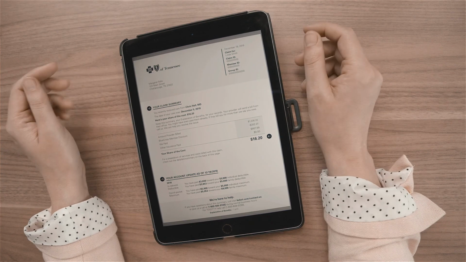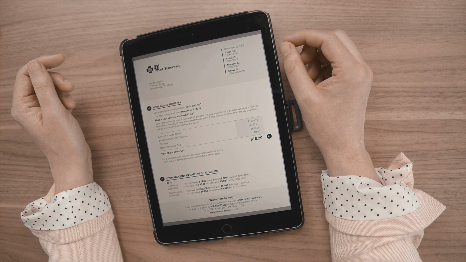You might hear other people call this an explanation of benefits or EOB. They mean the same thing. And we've included the words explanation of benefits in two places in case you need to document your healthcare expenses. Now, let's walk through the claim summary one section at a time, and we'll point out all the important details.